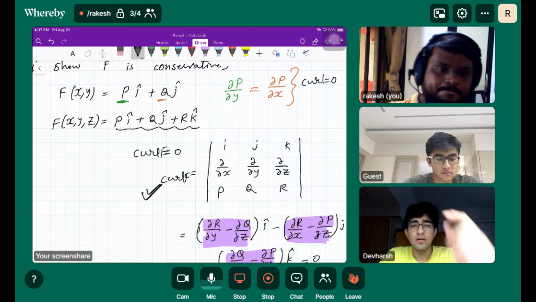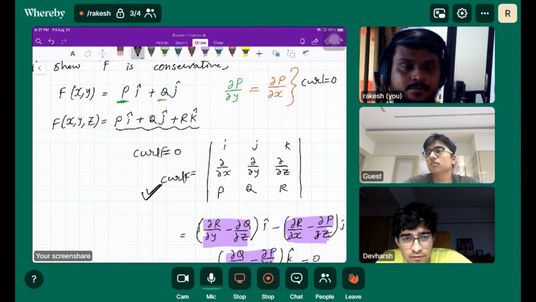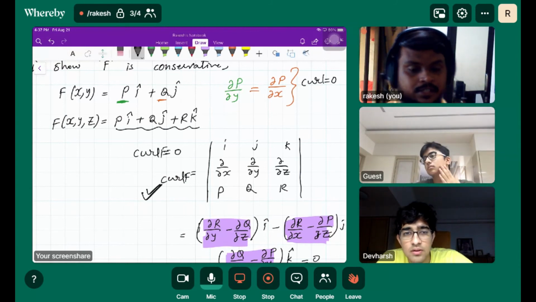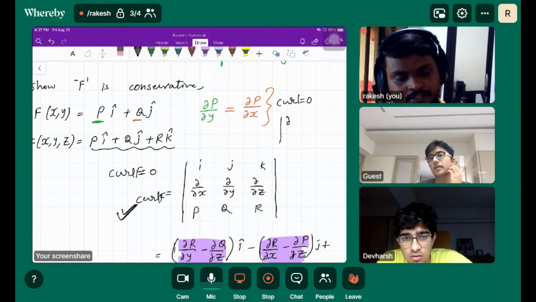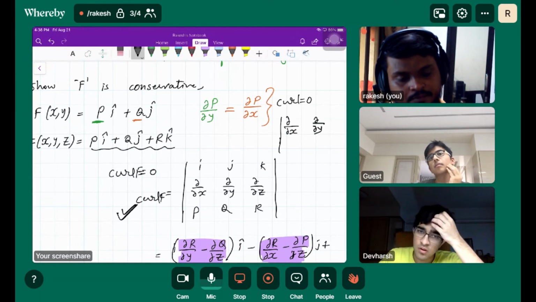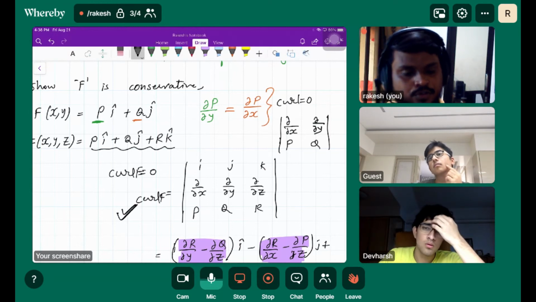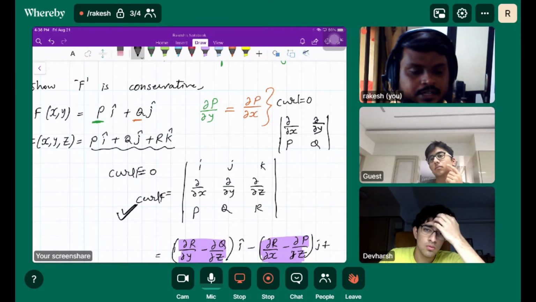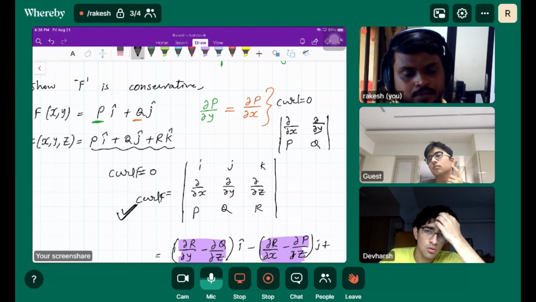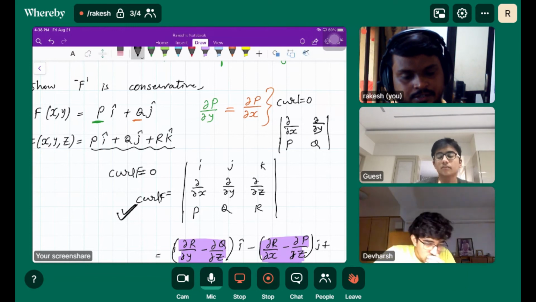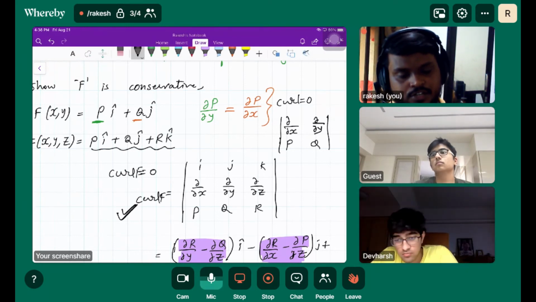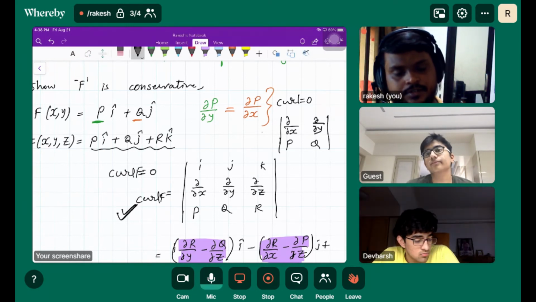In the two-dimensional one, have you written the correct form? Del p upon del y is equal to del q upon del x. That is, del upon del x, del upon del y, p q, so del q upon del x. Okay, so that is a cross product, right? The vector product.